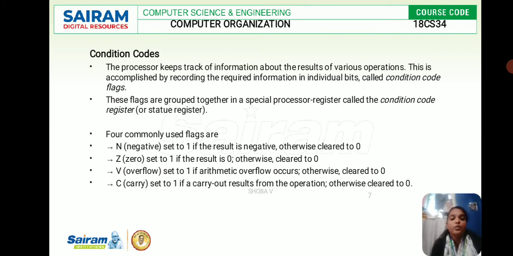Four commonly used flags are called N, Z, V, and C. N is set to 1 if the result is negative, else it is cleared to 0. Z is set to 1 if the result is 0, otherwise it is cleared to 0. V is overflow; it is set to 1 if arithmetic overflow occurs, otherwise it is cleared to 0. And C, carry, is set to 1 if a carry out results from the operation, otherwise cleared to 0. So these are the various flags commonly used in the condition codes.